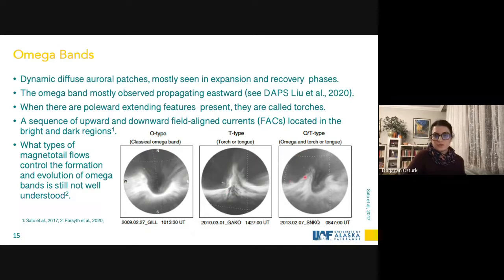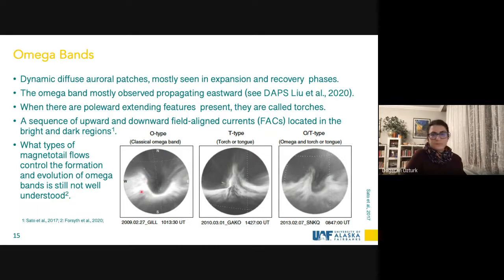And when there is a lot of activity, these eastward propagating features could appear as the OT type. Basically, both omega and torch are very evident in the all-sky imager signatures. So these omega bands are mostly observed propagating eastward, and they are thought to be associated with the downward auroral polarization streams that were recently described by Liu. When there are poleward extending features, as we said, they're called torches, and these are basically showing a sequence of upward and downward field aligned current systems.